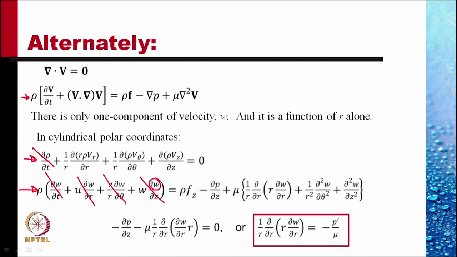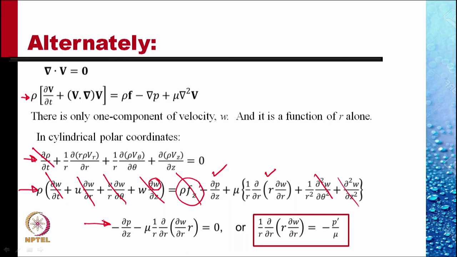This is the body force term, and if we neglect this, we say the pipe is horizontal, then this can be neglected. Delta P by delta Z remains. This term remains because W is a function of R. This term is 0 because W is not a function of theta. It does not change in the circular direction and it does not change in the Z direction. So, this is the only part of the equation that remains.